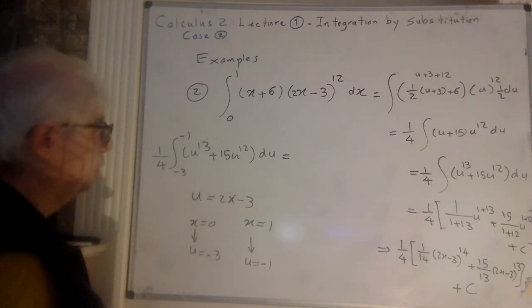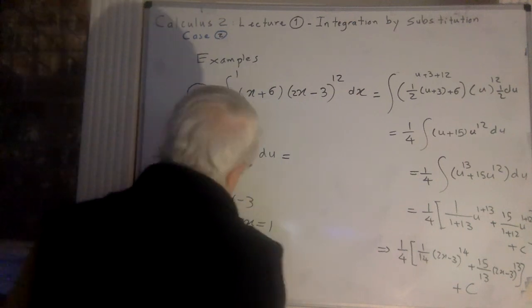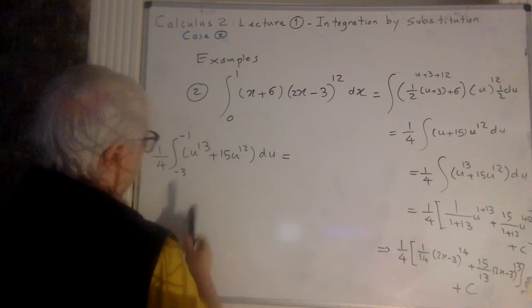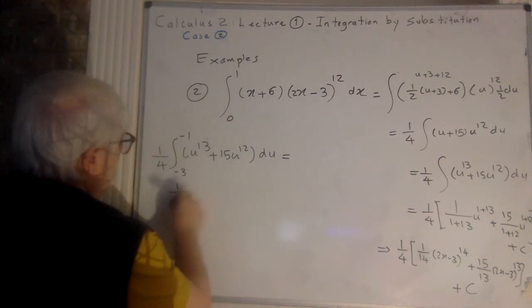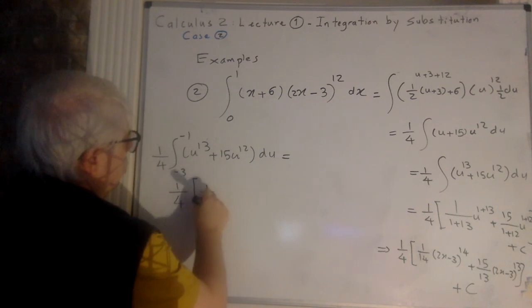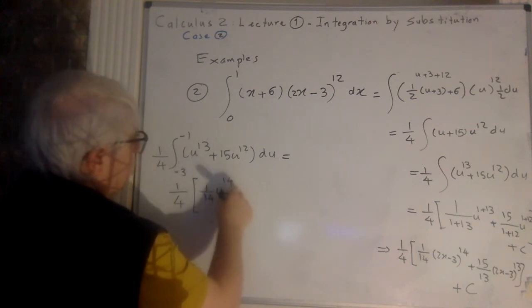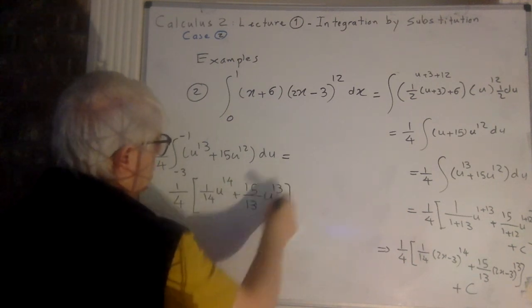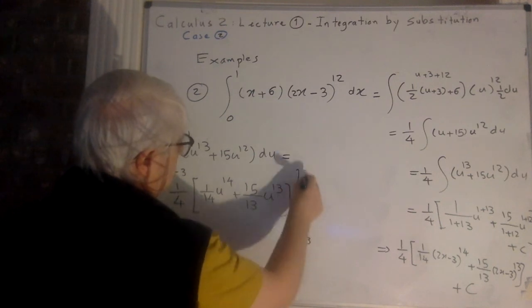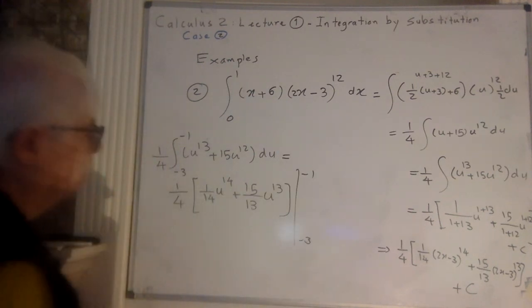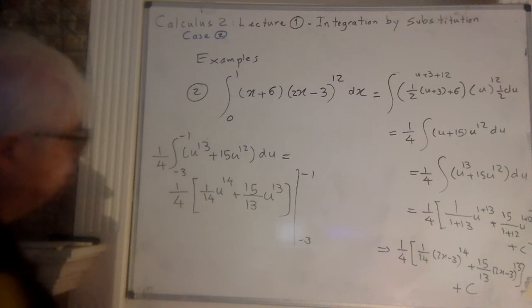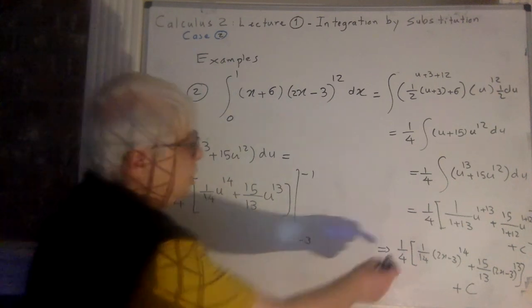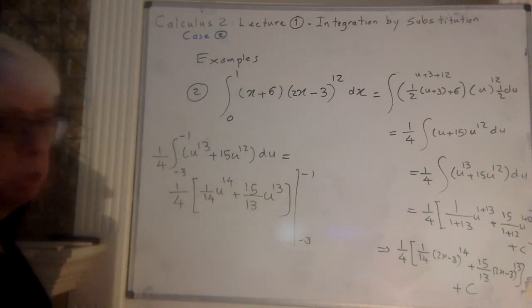Okay? So in this situation, from minus 3 to minus 1, this was 1/4 times (1 over 14 u to the power 14 plus 15 over 13 u to the power 13). There's no need for the constant here. Just put minus 1, find it, and then minus 3, and you have the result. There's no need to go back to the original form and plug in 0 and 1. It's the same thing.